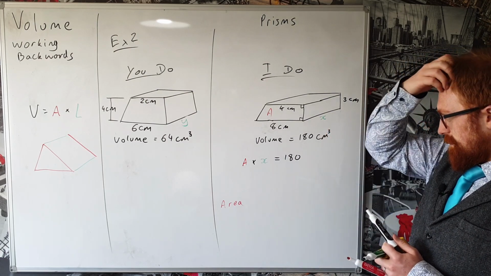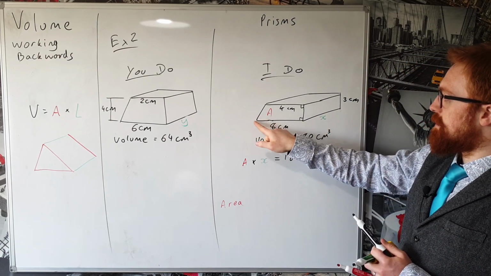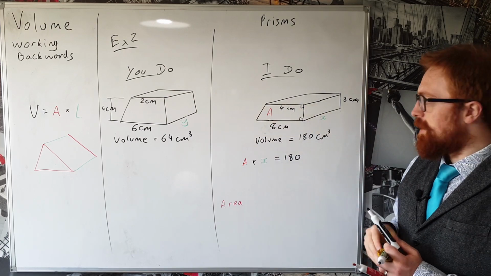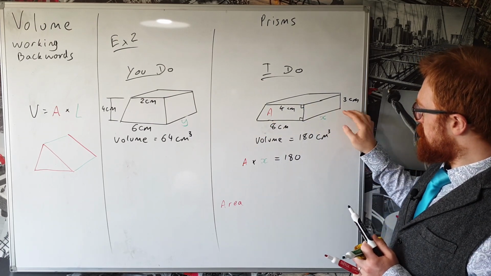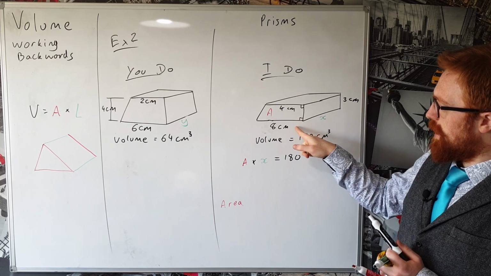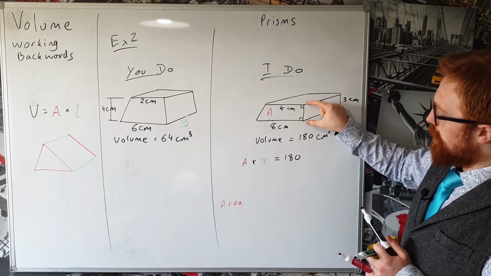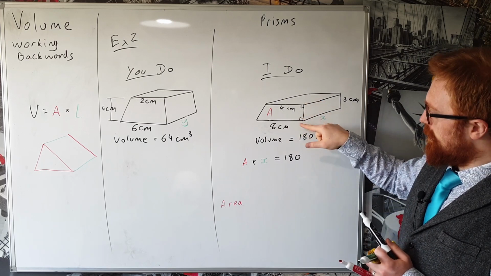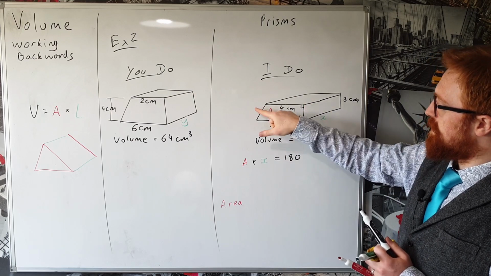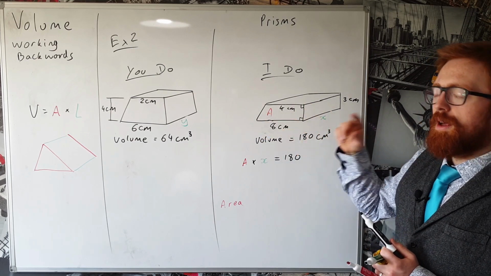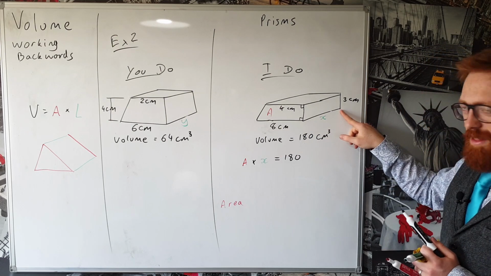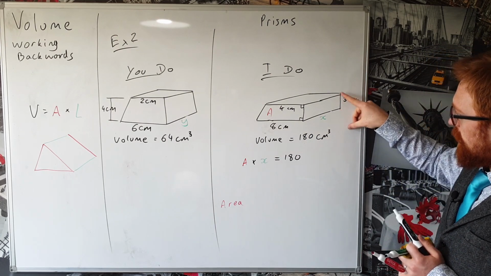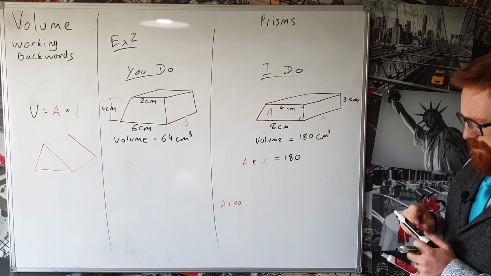Now, the area of this front face, this type of shape is a trapezium. Now in this one, it's been made a little bit obscure how we find the area of a trapezium because, on the face of it, they've not given us the height of the trapezium. But what they've done is, they've been a bit cheeky and they've given us the height back here.